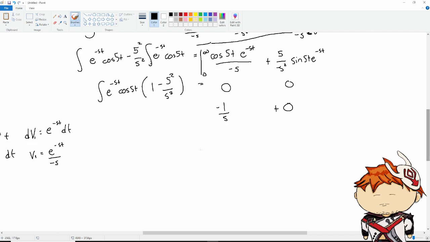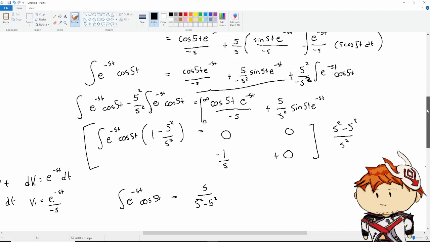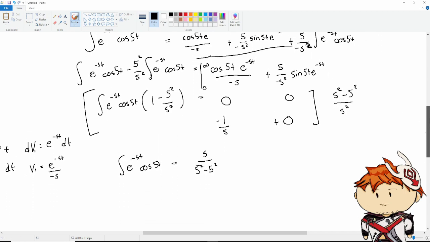Now we can divide both sides by s squared minus 5 squared over s squared. So this will become the integral of e to the negative st cosine 5t is equal to s over s squared minus 5 squared. Is that it? I think that's it. Yeah, there we go. Oh, lower limit.